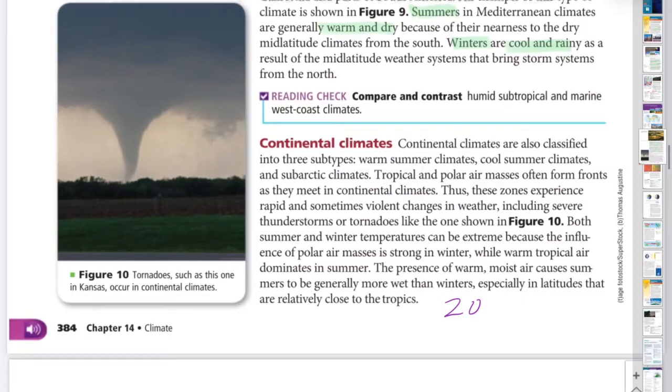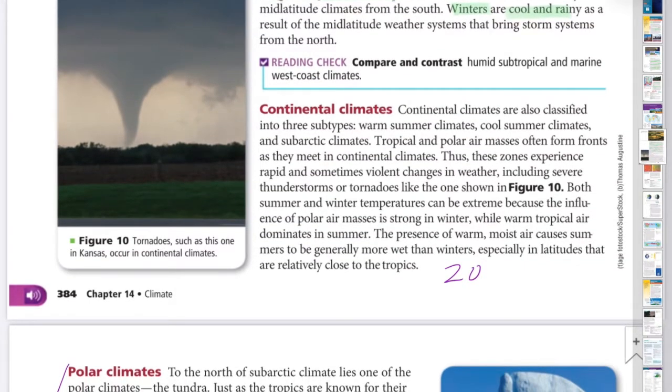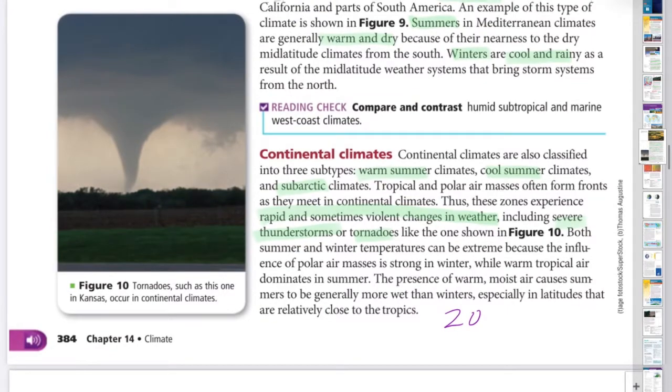Okay. Continental climates. So continental climates are also classified into three subtypes. You have warm summer, cool summer, and subarctic climates. Tropical and polar air masses often form fronts as they meet in continental climates. Thus, these zones experience rapid and sometimes violent changes in weather, including severe thunderstorms and tornadoes, like the one shown in Figure 10. It's a tornado right there.